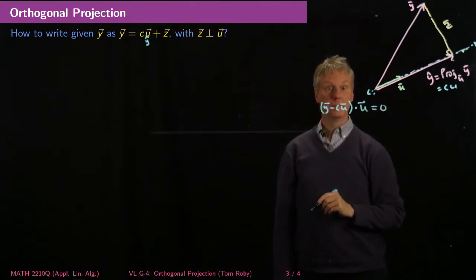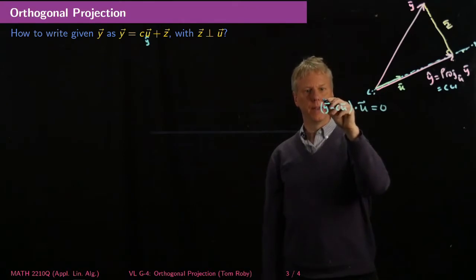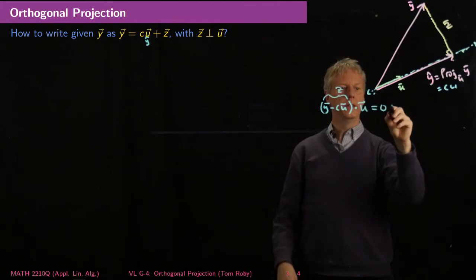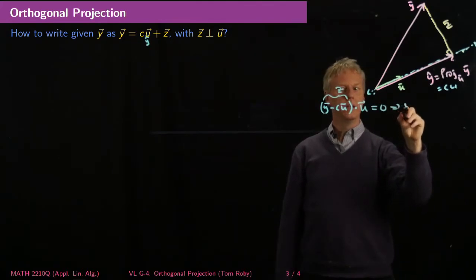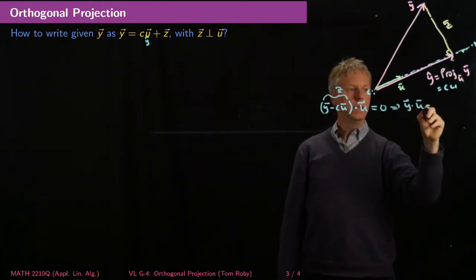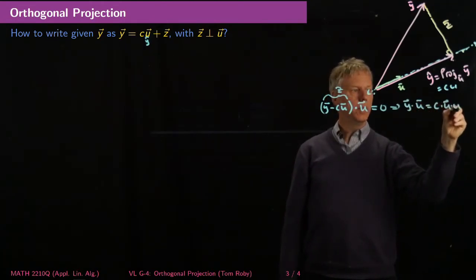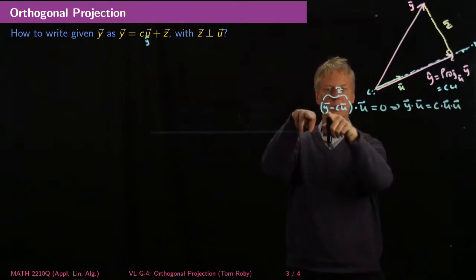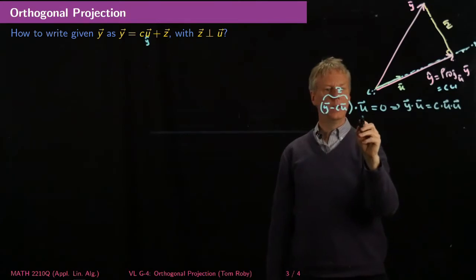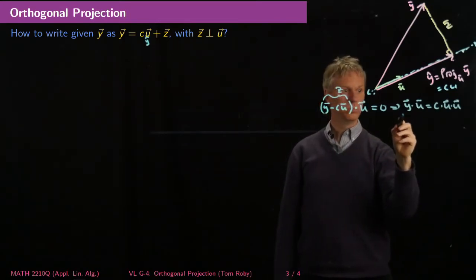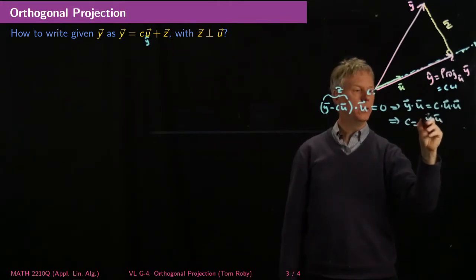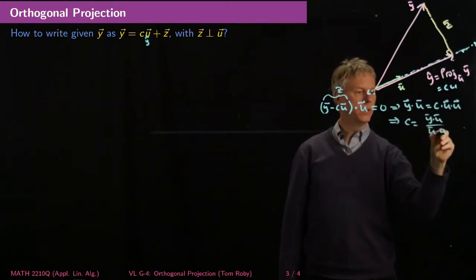Okay? Right, this is just saying this vector here is just another name for z. And so what do I get? Well, this implies that y dot u equals c times u dot u, right? So I just expand y dot u minus cu dot u, and I'll move that over to the other side. And so that implies that c is equal to y dot u divided by u dot u.